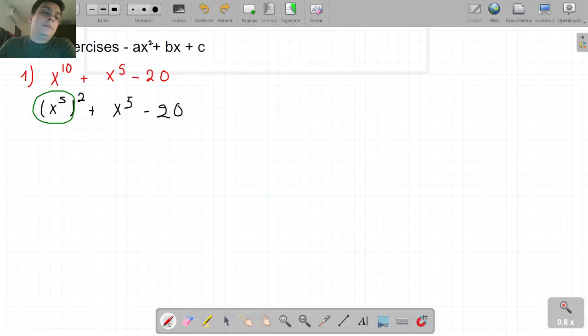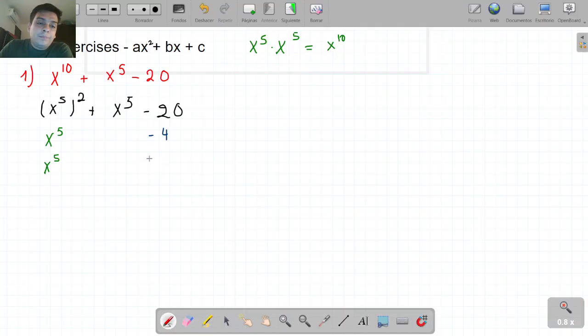Now, following the logic, we are going to find two things that will give me x to the power of 10, which is almost always the same thing, x to the power of 5 and x to the power of 5. If you multiply this, don't forget, what is going to happen is that you can add the exponents. Now, we need to look for two numbers that multiply will give me minus 20. In this case, minus 4 and plus 5 are the best option.